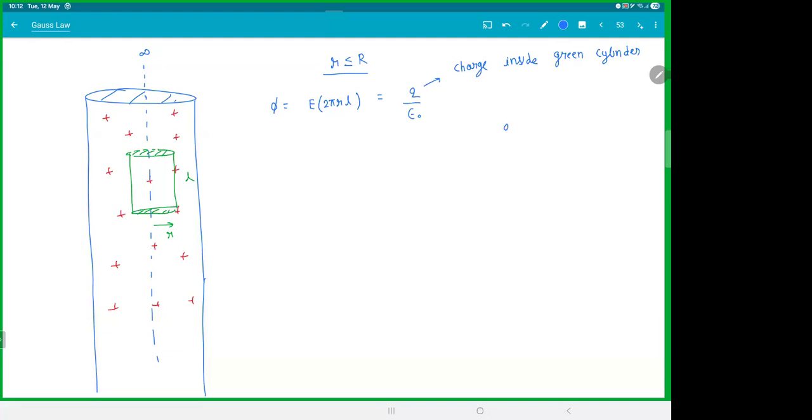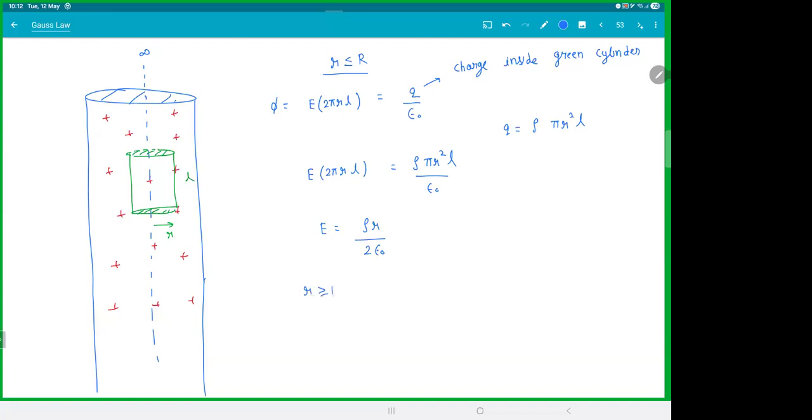How much is that? That is simply rho into volume. What is the volume of a cylinder? Pi r square L. Dump it there and then you're done. So this will be E into 2 pi r L is rho into pi r square L by epsilon. We get E is equal to rho r by 2 epsilon. Please check.